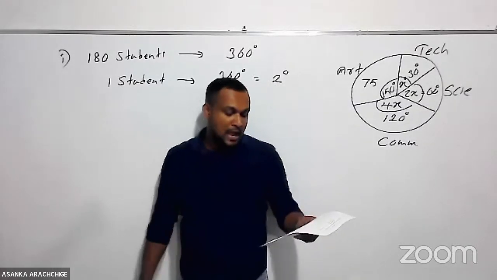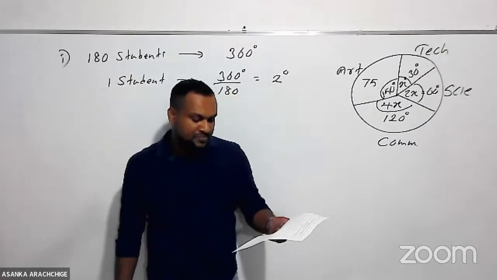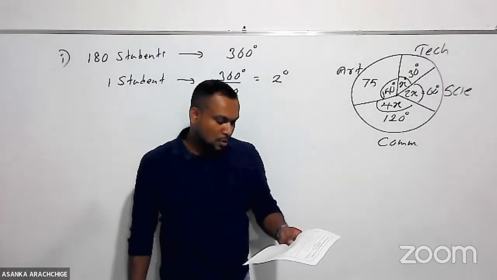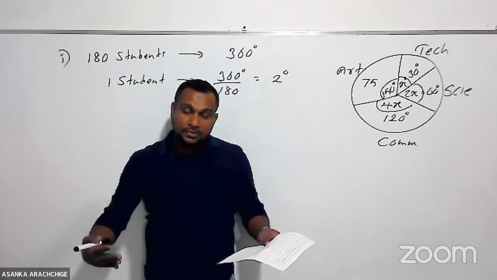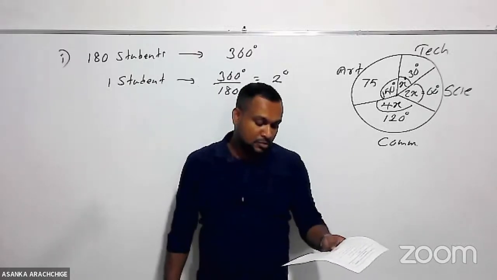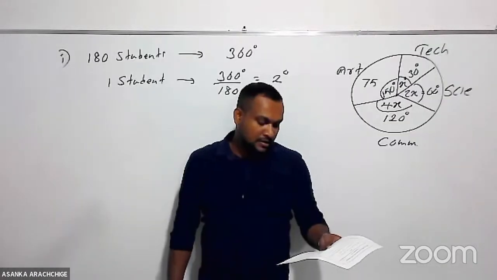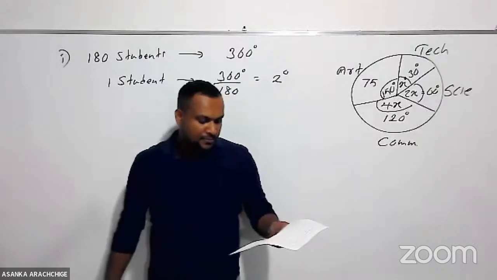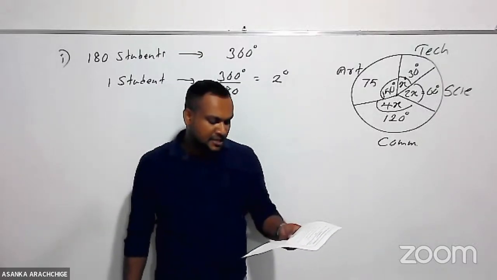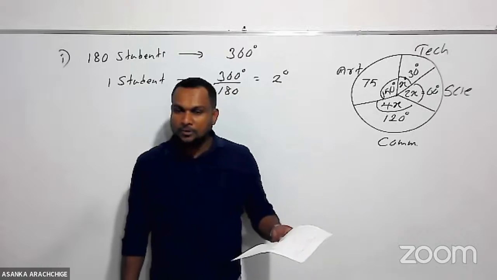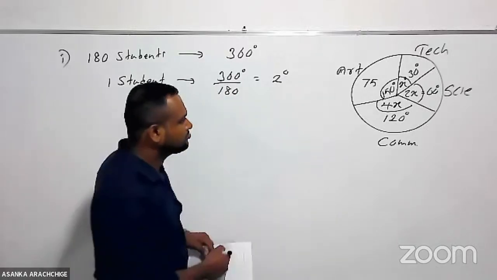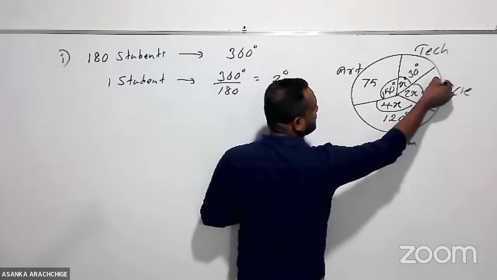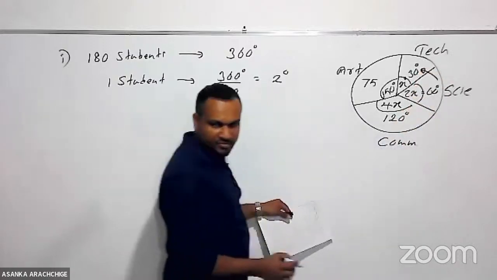10 students who applied for commerce stream changed their subject stream to technology. By considering this data, find the angle at the center of the sector of technology stream now. Right. 10 students move to technology stream, right?